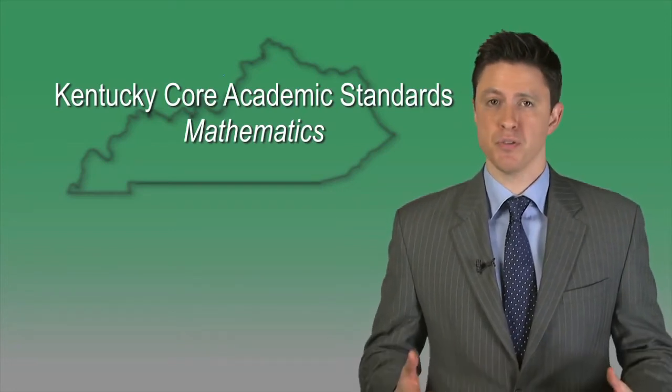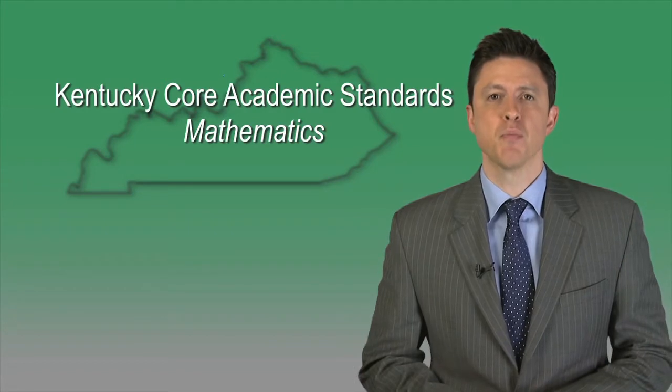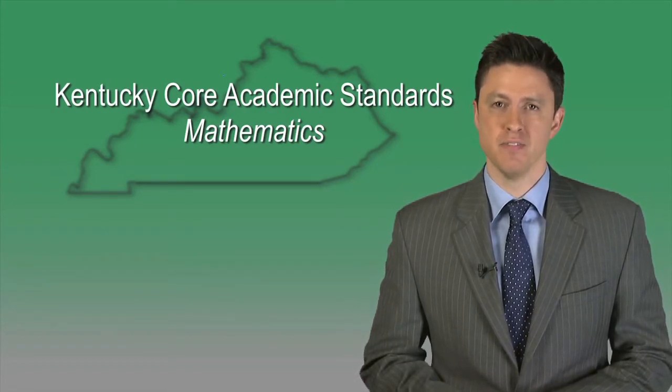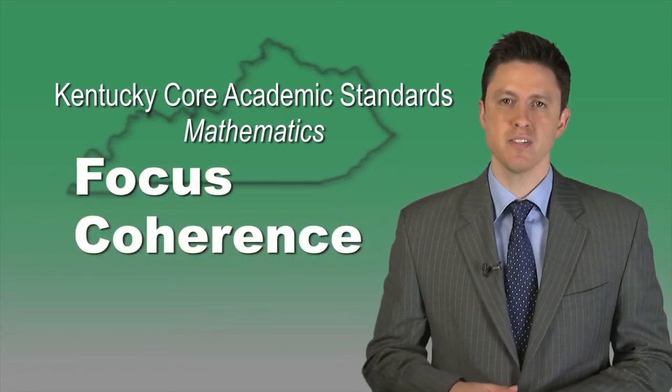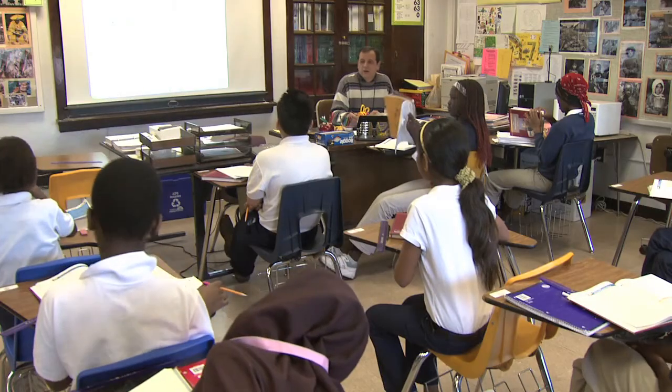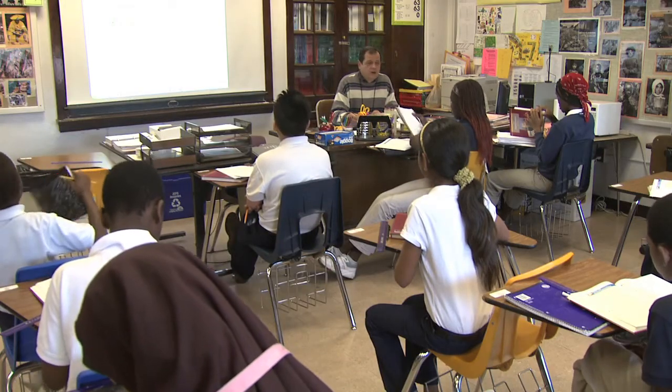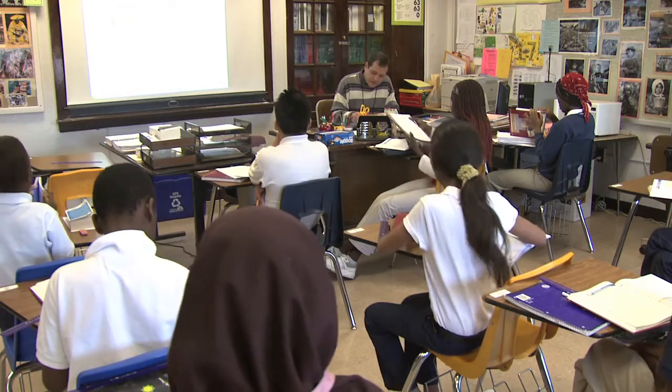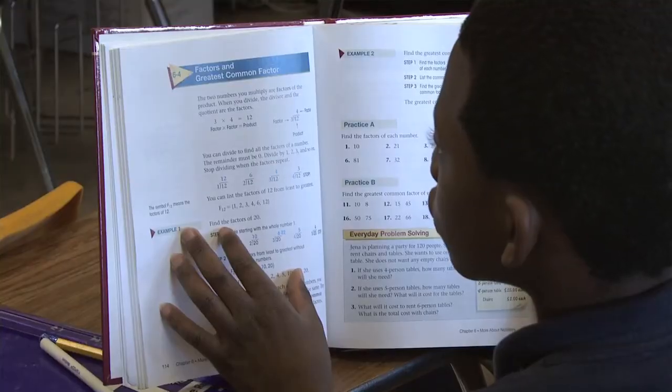In the new Kentucky Core Academic Standards for Mathematics for middle school, there are three major shifts from previous mathematics standards: focus, coherence, and rigor. The first shift is focus, and this means that in grades 6 through 8, there are very specific topics on which students will be spending the greatest amount of time.